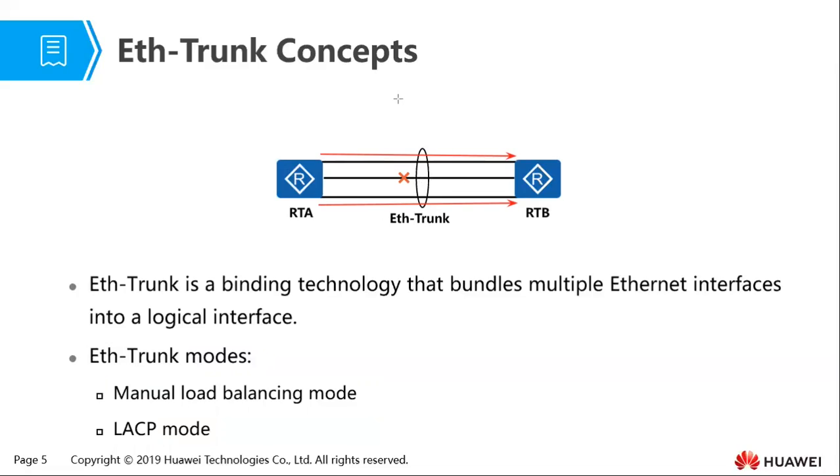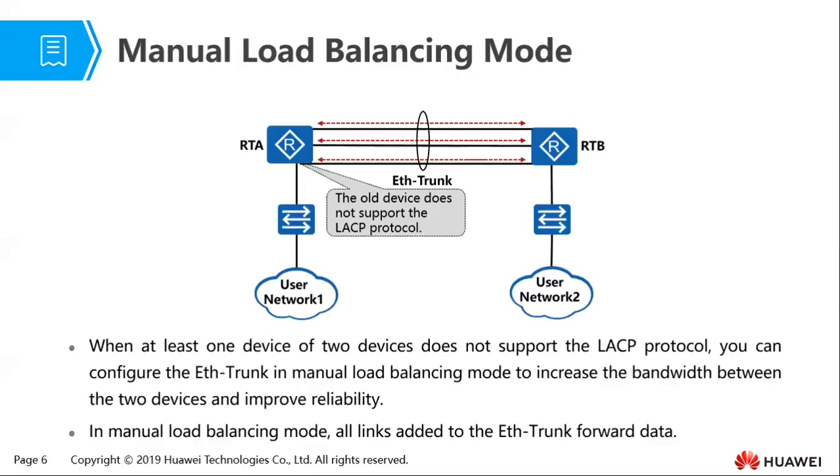Now, generally, you can bundle up both layer 2 and layer 3 links. Layer 2 links forward using MAC address. Layer 3 links forward using IP addresses. So you can bundle either link type, and you're going to see how in a short while. Okay, so let's begin by looking at the manual load balancing mode.